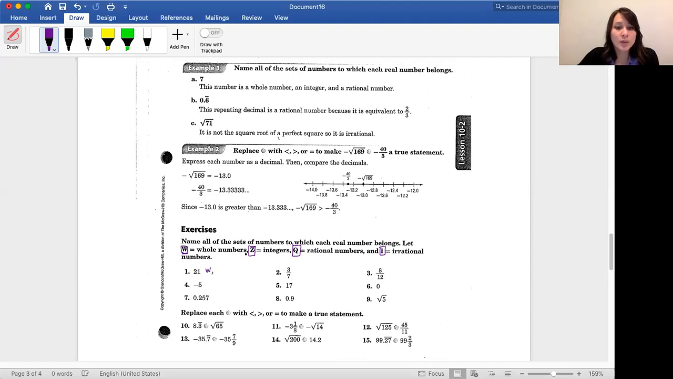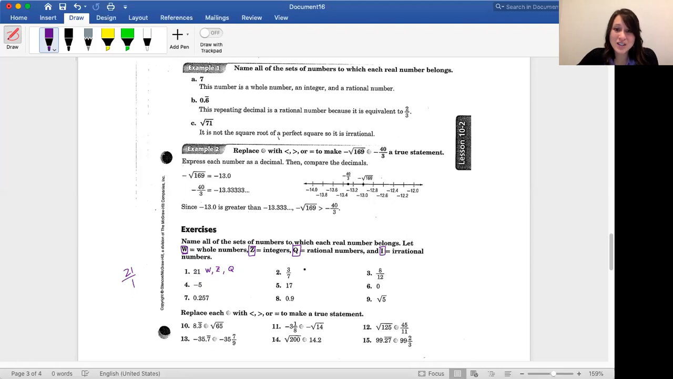Now, if it's a whole number, it's also an integer because integers include whole numbers in there. And then if it's a whole number and an integer, then it's also rational. So it's all 3 of these. So put every category that it can belong to. Because I could write 21 over 1, and that would be a fraction. So I could write that as a rational number.